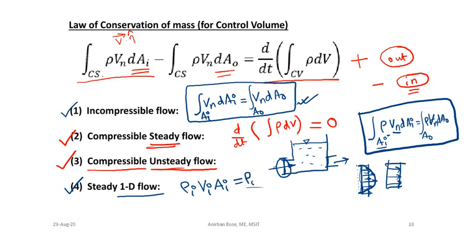Similarly, if you consider the density across the outlet, say rho outlet, with the velocity that is the same over the section, say VO, and the total area AO. So this will be the form of the equation under the assumption that the flow is 1D. These are the special cases of the laws of conservation that we can use in different problems.